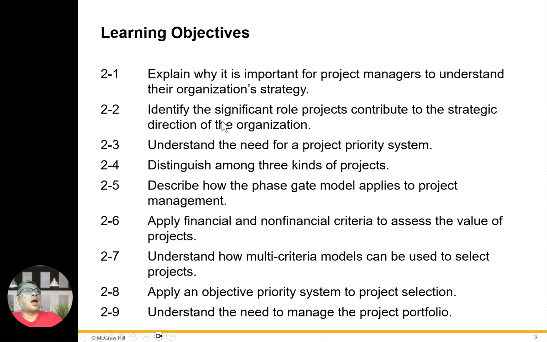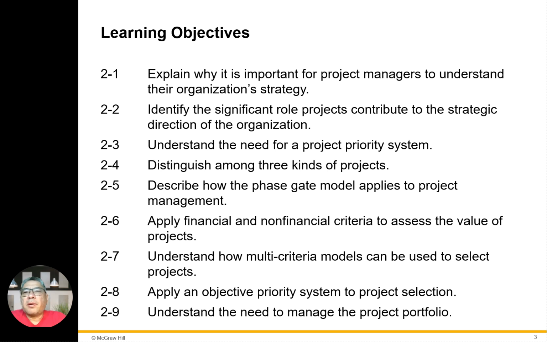Number two, identify the significant role of a project contributing to the strategic direction of the organization. At the time, the project was one of the most crucial ones because it's regulatory, so it has the number one priority. Number three, understand the need for a project priority system. You have to know the project priority, whether it's top, medium, or lower side. Number four, decision among the three kinds of projects.